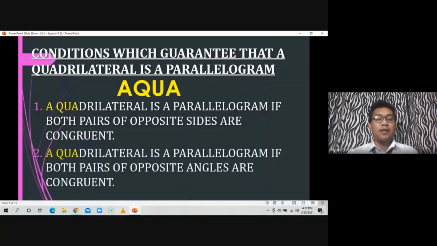Second, a quadrilateral is a parallelogram if both pairs of opposite angles are congruent. Both pairs of opposite angles are congruent. So, magka-opposite na angles ng parallelogram, they are congruent. So that means we are also pertaining to a parallelogram.